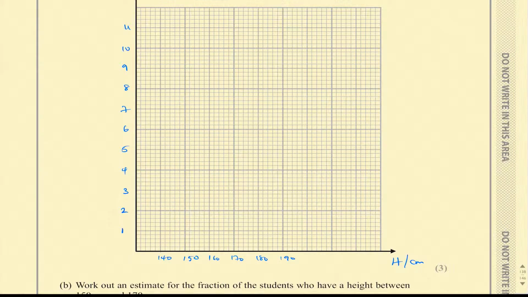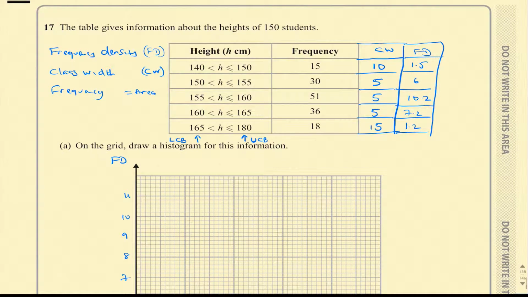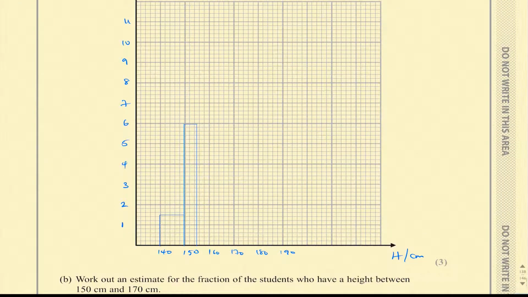So I'll start from here. Roughly it's 1.5, okay? It's not perfect. Right, so next one is 6. So let's assume that was 6, and 1.5. So that's good, and we can come down from there. So that's that one. Next one is 155 to 160, which is 10.2. So I'm going to start from 10.2 there. Better start properly then. So 10.2 there.